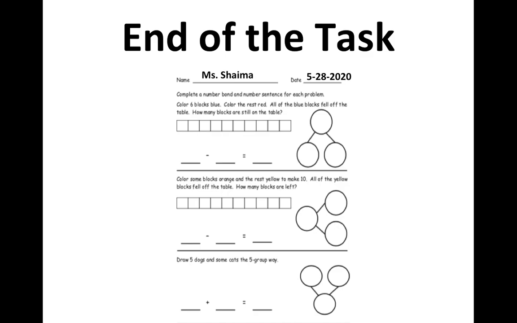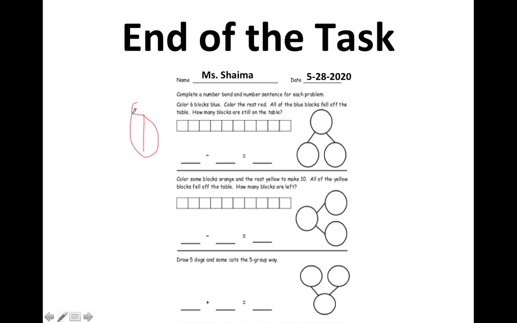If you want, you can read the instructions to them multiple times so they understand what they're asking for in the task. So I'm going to read each of the pages twice. Complete a number bond and the number sentence for each problem. So I'm going to do the first one.